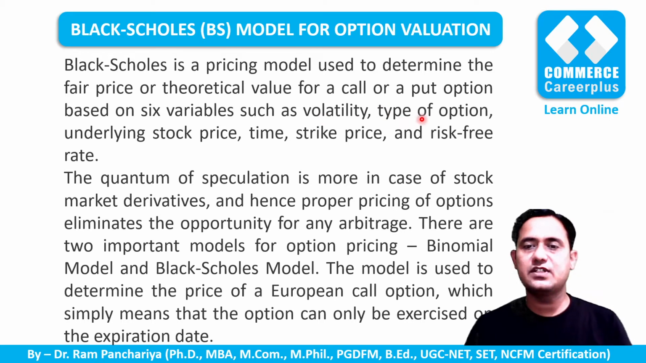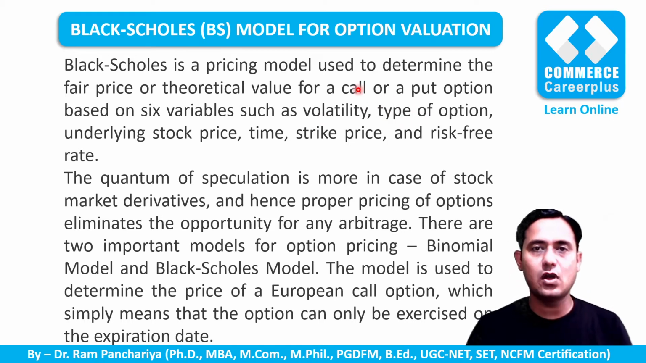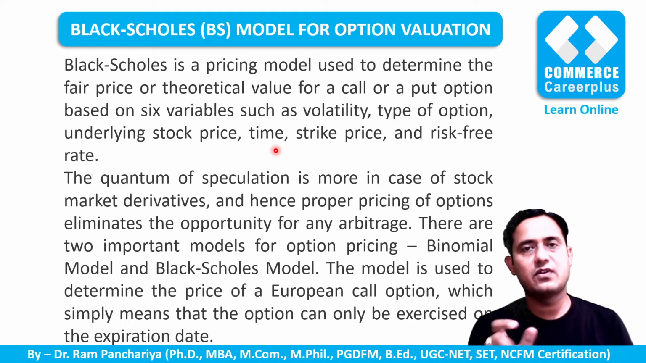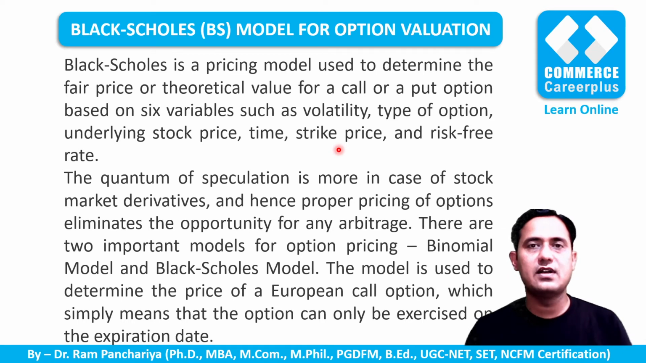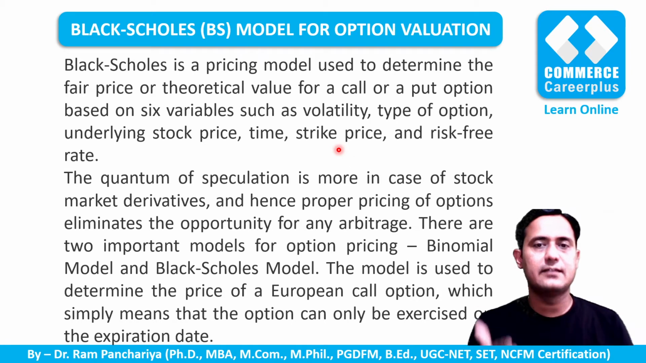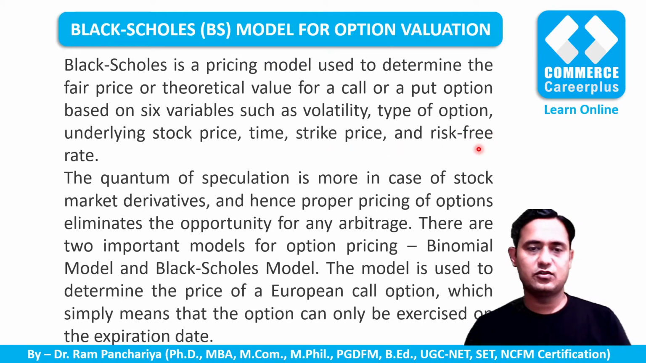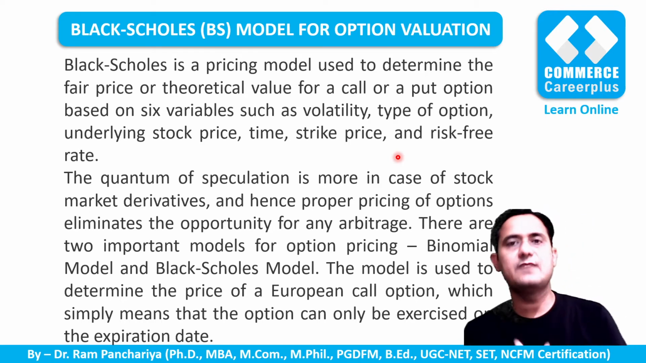Type of option means which type of option we are going to calculate, whether it is a call option or a put option. Underlying stock price means the current price of the stock. Time means the duration of the call or the put option. Strike price is also called the exercise price, the price at which we are going to exercise the option, and the risk-free rate. So these are the 6 important variables used for the calculation of option pricing.